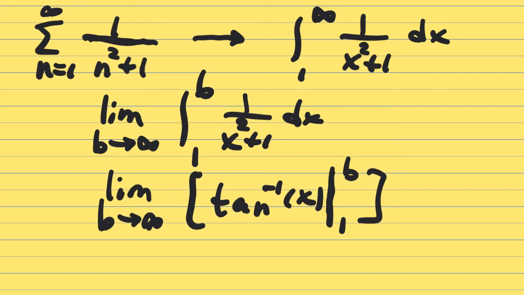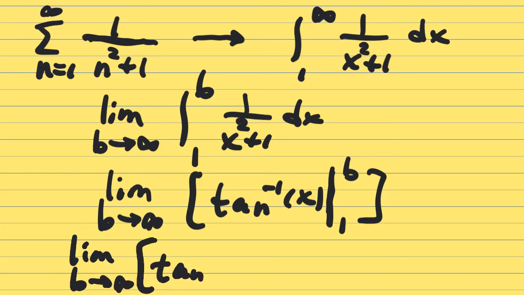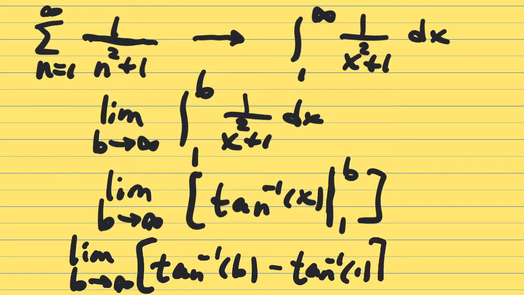All right, so using the fundamental theorem of calculus, we have the limit as b goes to infinity of tan inverse of b minus tan inverse of 1. Okay, so thinking back to when we did tangent inverse before, the farther right you go, the closer the graph gets to pi over 2.